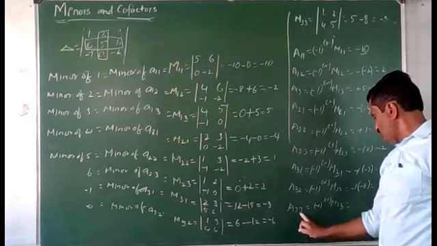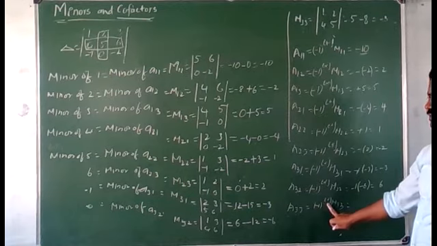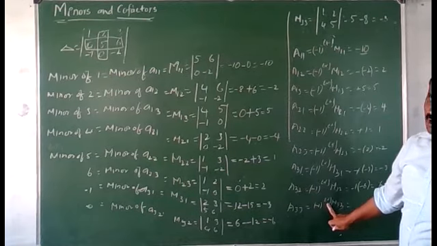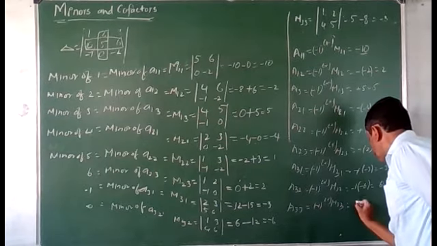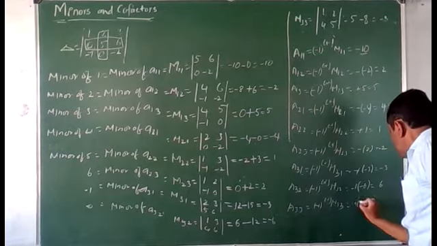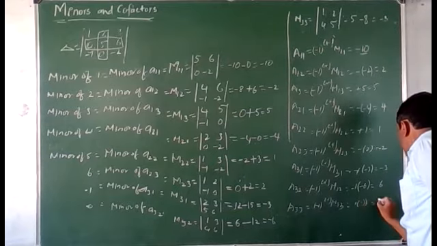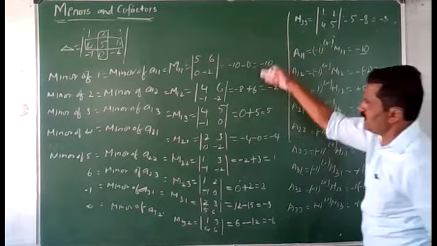That is equal to minus 1 whole to the power of 3 plus 3, that is 6. So minus 1 whole to the power of 6 gives what? Plus 1. That is plus 1 into m33. What is m33? We have that is minus 3. That is equal to minus 3. So these are what? Cofactors.